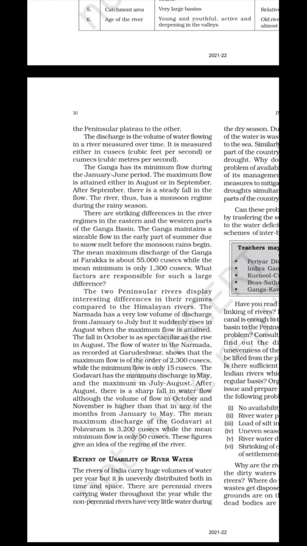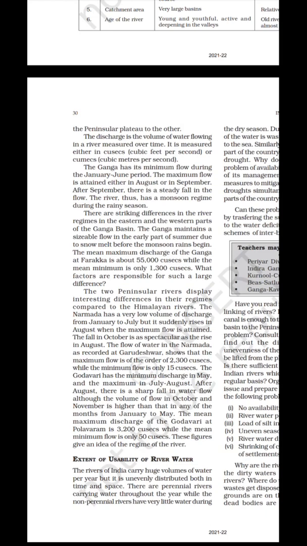The discharge is the volume of water flowing in a river measured over time. It is measured either in cusecs, cubic feet per second, or cumecs, cubic meters per second. The Ganga has its minimum flow during the January-June period. The maximum flow is attained either in August or in September. After September, there is a steady fall in the flow. The river thus has a monsoon rhythm during the rainy season.